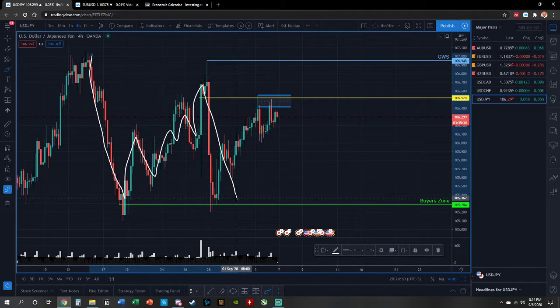Sellers pushing down. Buyers coming up, right? This is what we're looking at. And so we know overall we need to be selling. So what are we looking for? We're looking for signs for the seller to come back.